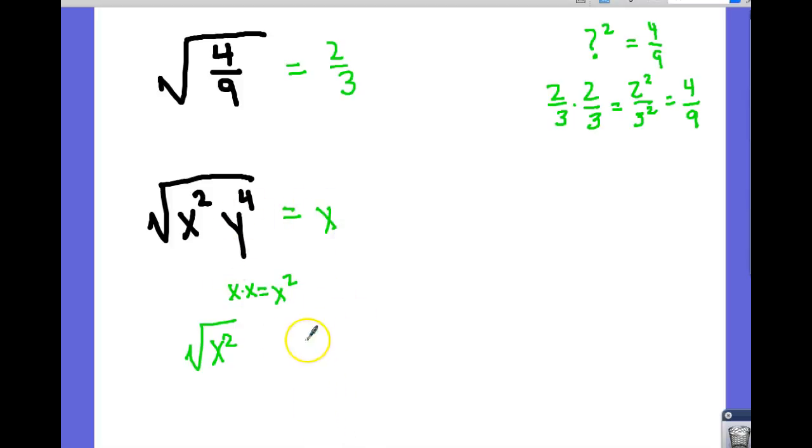And then this is asking us what number squared is y to the fourth. Well, remember when we're multiplying like bases with exponents, we just add the exponents. So that means y squared times y squared is y to the 2 plus 2, which is y to the fourth. So the square root, some number squared, is y to the fourth, then that number is y squared.